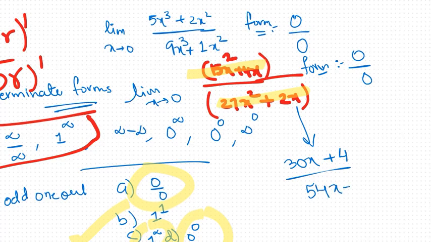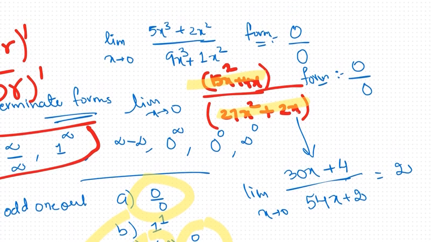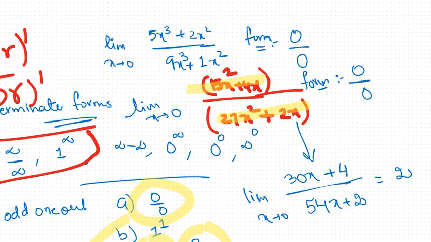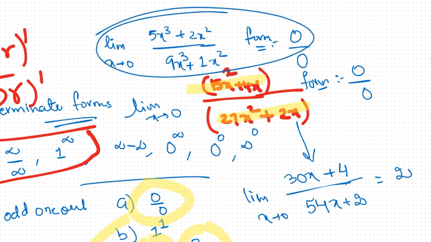54x plus 2. Okay. Now what happens if you put 0? It will be 4 by 2. Okay. Yeah, 2. So this is how we do it. Even if you get 0 by 0 in the second step, no need to panic. We have to continue what we have done.